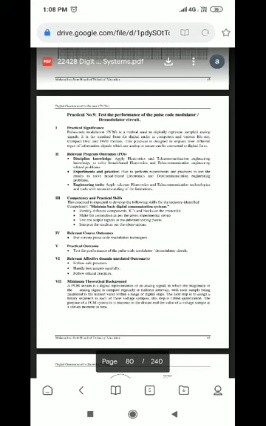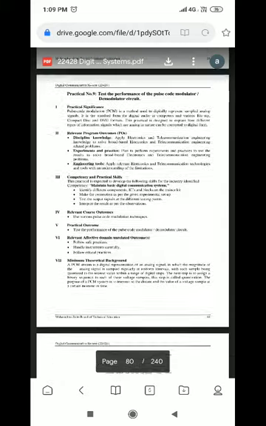Today we are performing practical number 9. Test the performance of PCM, which is pulse code modulator and demodulator circuit. Pulse code modulation is the method used to digitally represent the sampled analog signal. It is the standard form for digital audio in computers and various Blu-ray, compact disc and DVD formats. This practical is designed to explain how different types of information signals which are analog in nature can be converted into digital form.